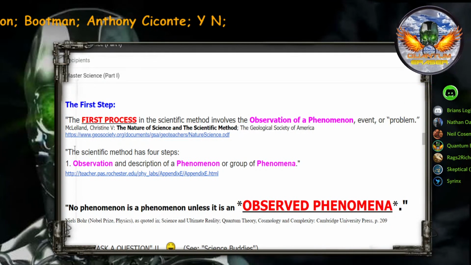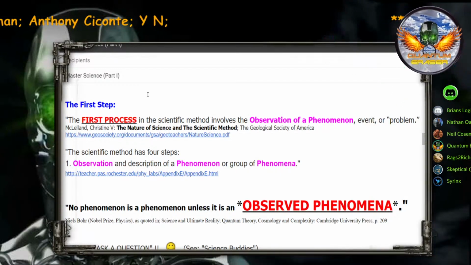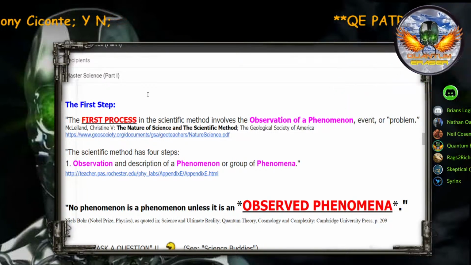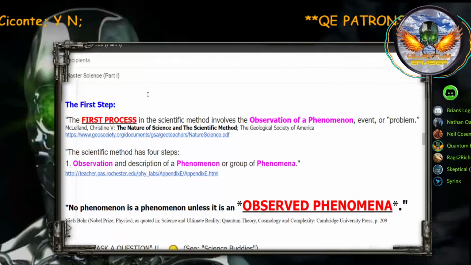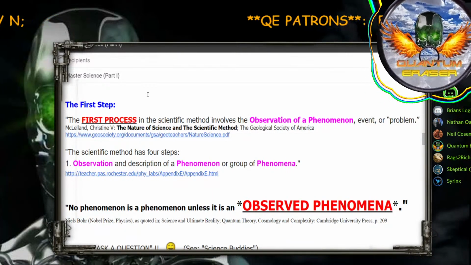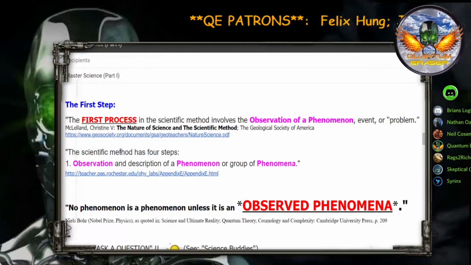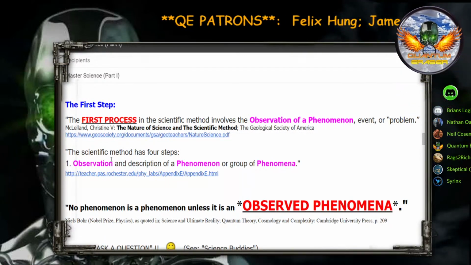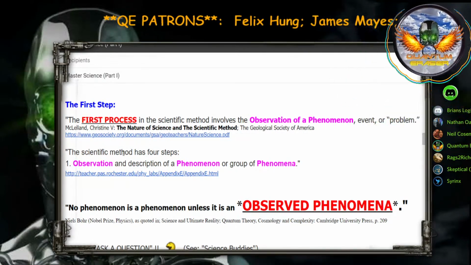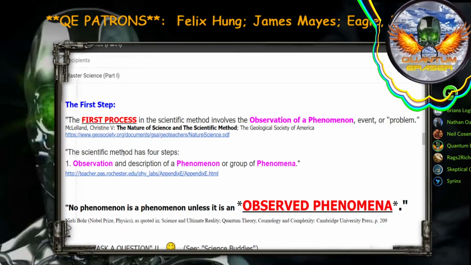Yep. I am. So let's go with the first step of the scientific method, from Kristen McClellan, The Nature of Science and the Scientific Method. The first process in the scientific method involves the observation of a phenomena, event, or a problem. Back to Professor Wolfs from the University of Rochester Physics Labs. Like I said, the scientific method has 4 steps. Number 1, observation and description of a phenomena or a group of phenomena. Yep, it's right on point, right?